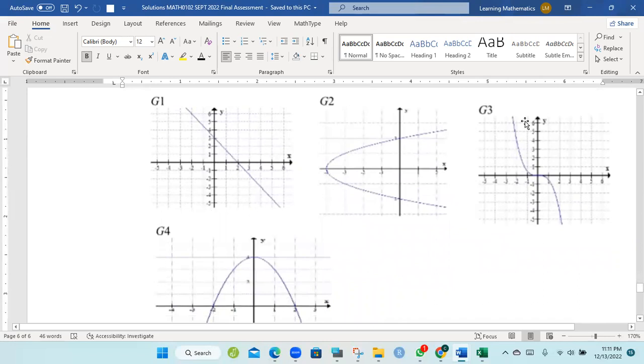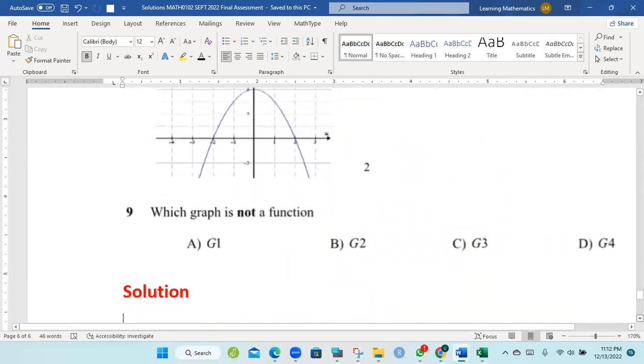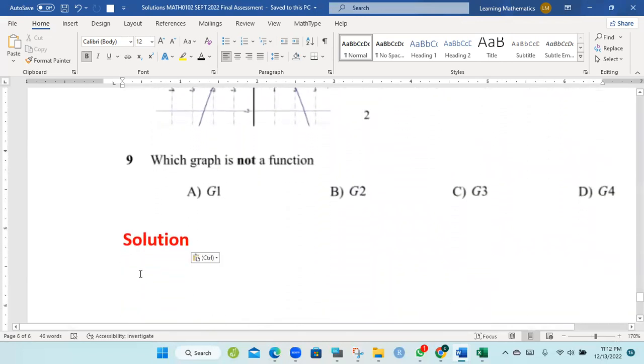So G2 is violating the rule of a function, so G2 is not a function. G3 is a function, the vertical line will touch the graph only once. G4 is a function because the vertical line will touch the graph only once. So the graph that is not a function is G2, because there are x's that map onto more than one y. You see this particular x number 1, mapping onto a y going up, and it maps onto a y going down. So therefore G2 is not a function. So therefore the answer is B.